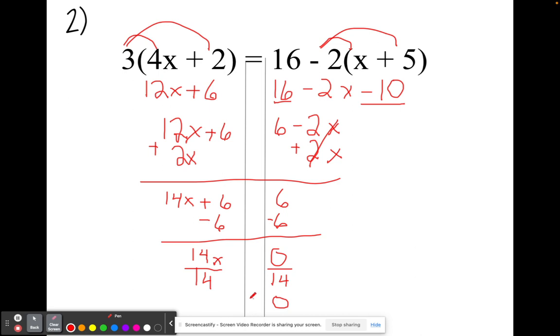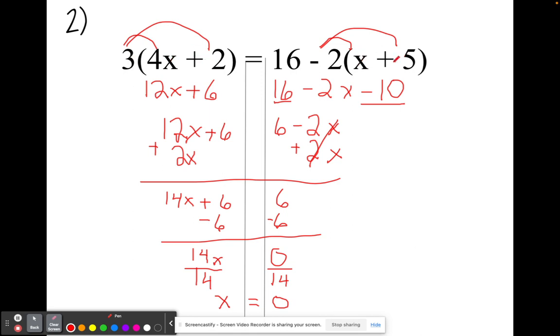Now sometimes students look at that and think that means there's no solution. That is not correct in this case. The answer is actually x has to be 0. That is a solution. If I put a 0 here, 4 times 0 is 0, plus 2 equals 6.